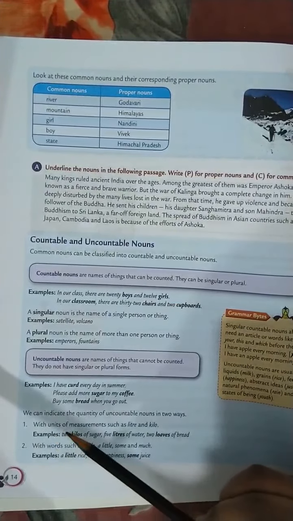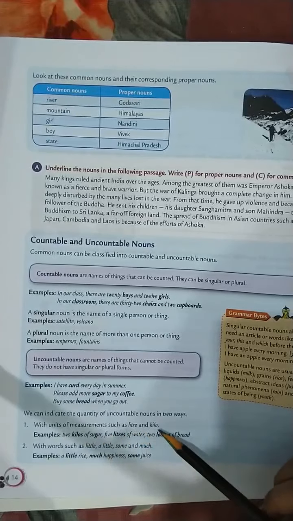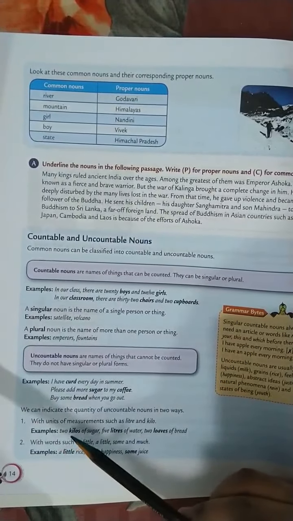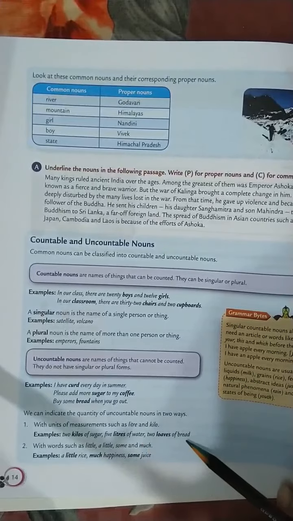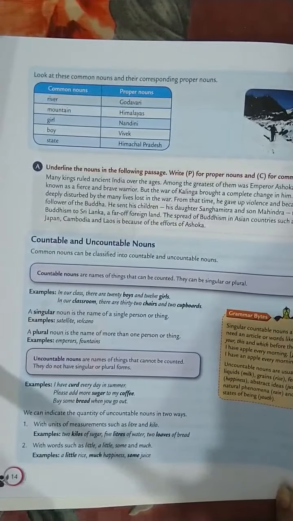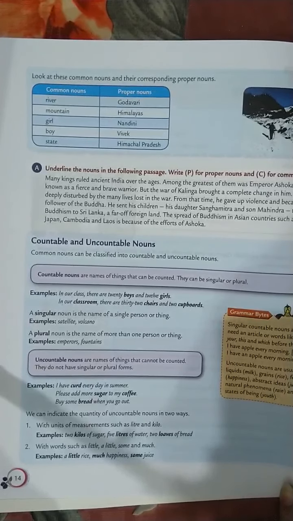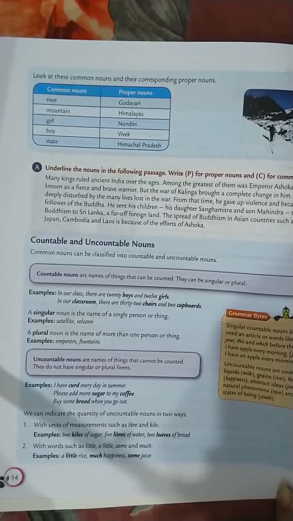First, with units of measurement such as liter and kilo. Example: 2 kilos of sugar, 5 liters of water, 2 loaves of bread. See, I told you, 1 kilo of sugar. Though you cannot count sugar, in quantity you can count, like 2 kilos of sugar, 5 liters of water, and 2 loaves of bread. So like this, you can count it in quantity.